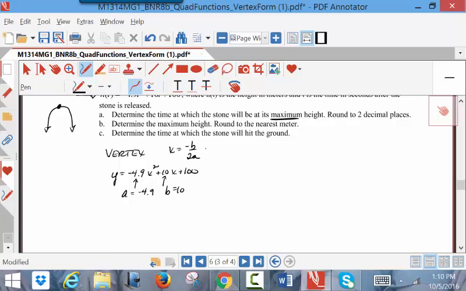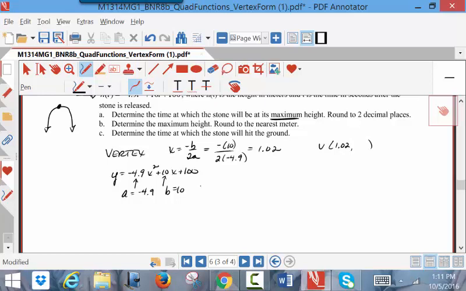So my x value of my vertex is a negative 10 over 2 times a negative 4.9. Well, a negative over a negative, this is a positive value. So I'm going to take 10 and divide it by 2 times 4.9. And I'm not even going to fool with the negatives. I just know that the negative over the negative is going to be a positive result. And what did it say? Round it to 2 decimal places. So I'm getting a 1.02. So my vertex x value is now 1.02, and I need the y value.